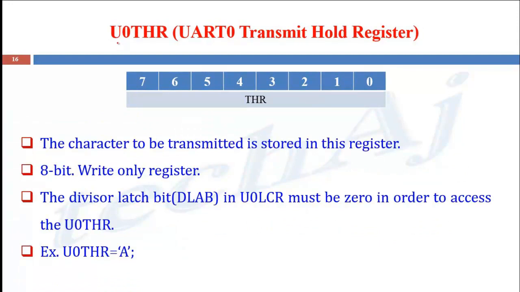Next register is U0THR, that is the UART0 transmit hold register. The character to be transmitted is stored in this register. It is an 8-bit write-only register. The divisor latch bit DLAB in U0LCR must be 0 in order to access U0THR.